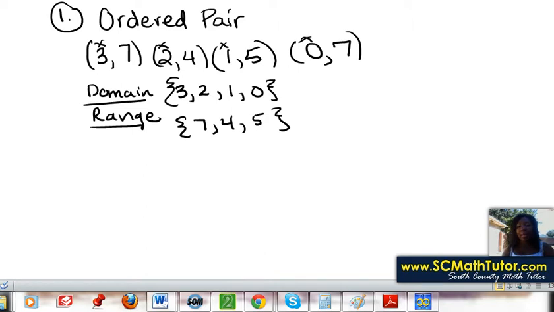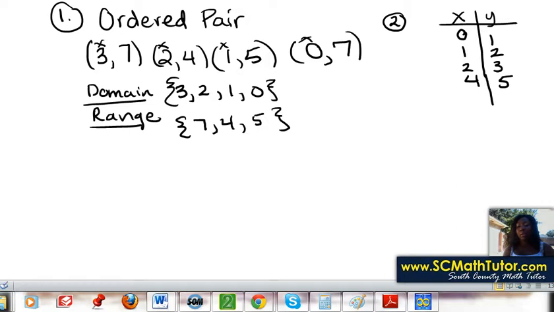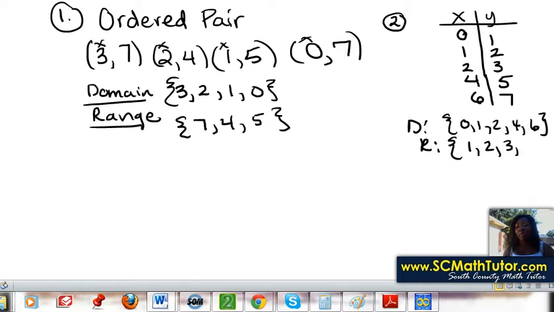How about if you have a table? Right here you have a table of x and y values, and let me make a table of functions: (0, 1), (1, 2), (2, 3), (4, 5), (6, 7). I'm just making this up as I go along. All our domains are going to be the set of x values. So domain, I'll put D for domain: 0, 1, 2, 4, 6. Our range will be the set of y values: 1, 2, 3, 5, 7.